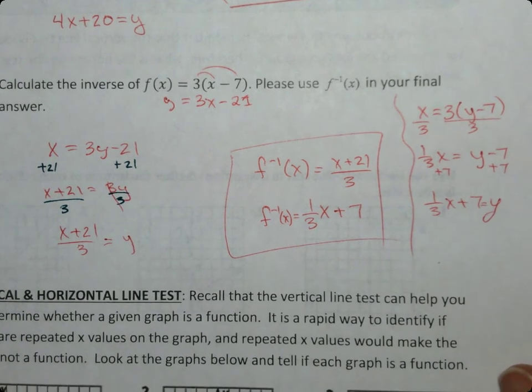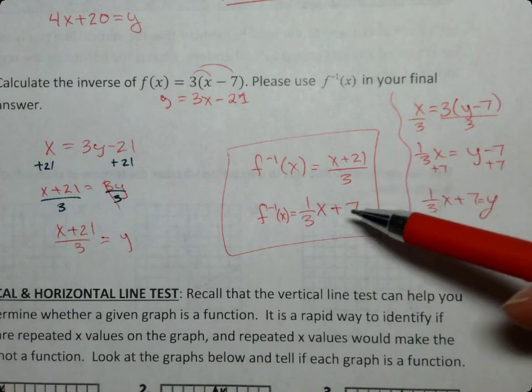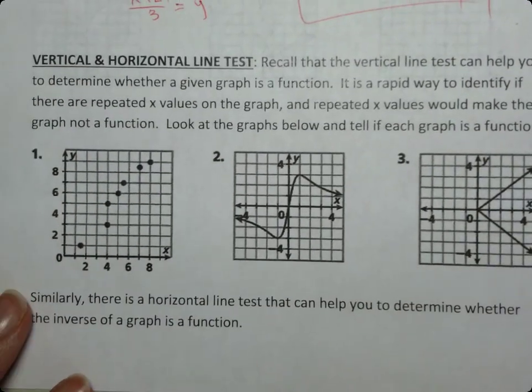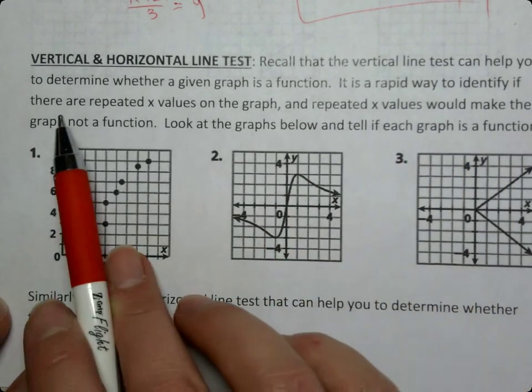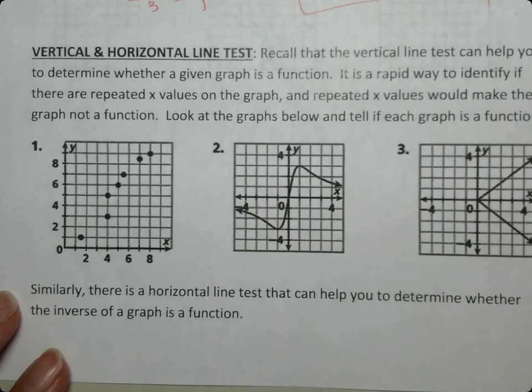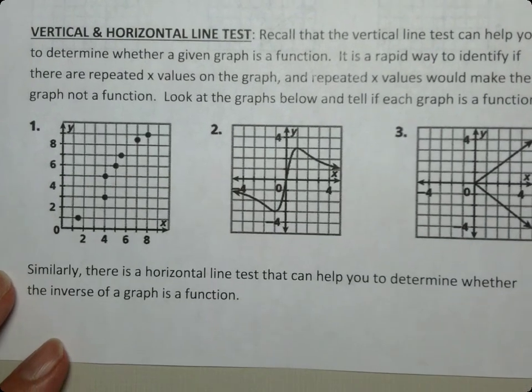Okay, so two ways of doing it. It's up to you as long as you're getting the right answers, and either answer is acceptable. Okay, vertical and horizontal line test. You already know the vertical test. The vertical line test helps you determine if the given graph is a function. So the idea is if the x doesn't repeat, that means every x has exactly one y.